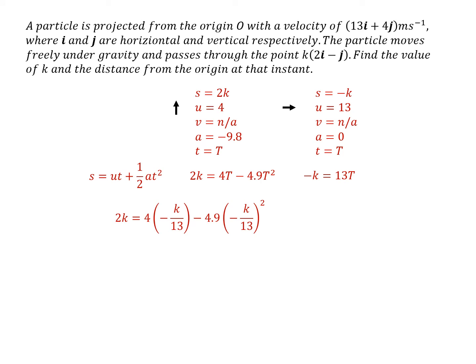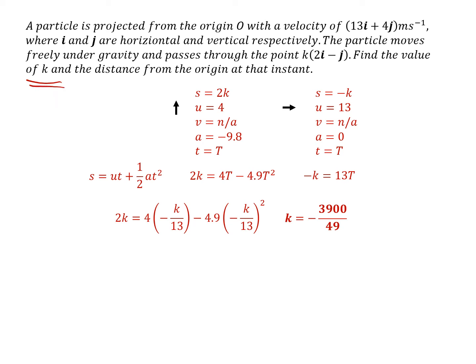What I've done here is I've rearranged this formula to tell me that T, capital T, is minus k over 13, and I put minus k over 13 here and here, and that gives me this equation here. Now it doesn't look terribly friendly, but it's just a quadratic equation in k. It's got two answers. One of those is 0, but we're not interested in that answer because that's the origin where the motion starts. We're interested in the other value, which is that number there. So we've found the value of k.